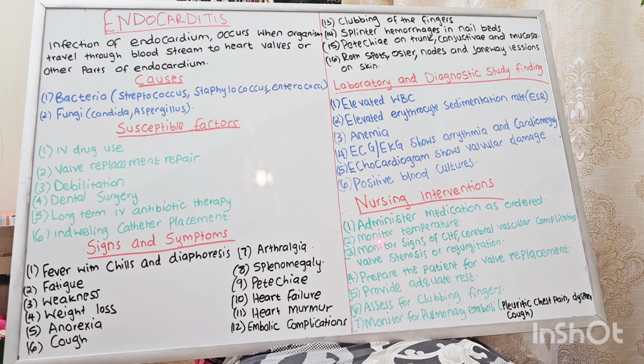Now let's talk about nursing interventions for endocarditis. What a nurse can do: administer medication as ordered, monitor temperature, monitor signs of CHF, cerebrovascular complication, and valve stenosis. Prepare the patient for valve replacement, provide adequate rest, assess for clubbing fingers, monitor for pulmonary emboli. Signs and symptoms of pulmonary emboli are pleuritic chest pain, dyspnea, and cough.